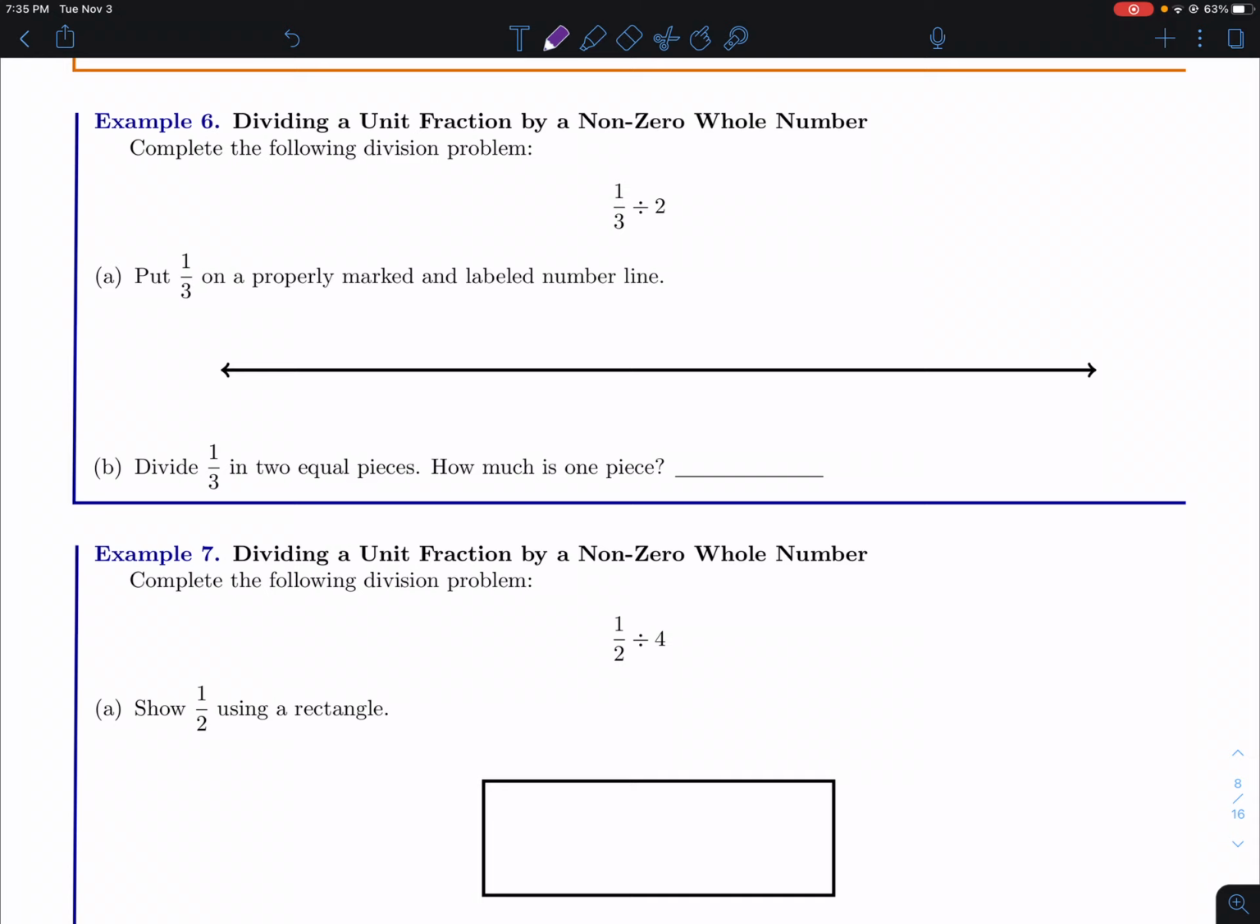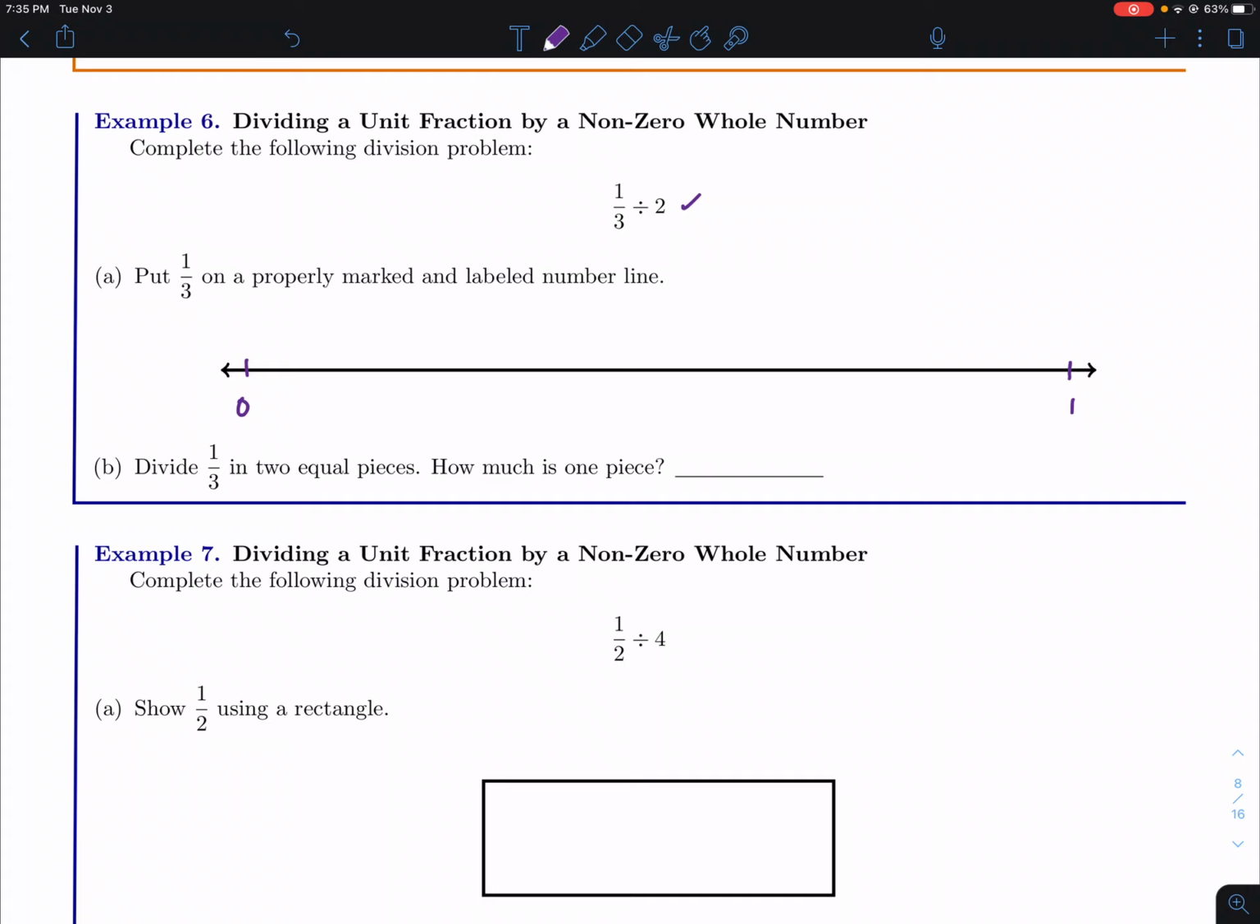All right, so hopefully everybody did a good job working with those fractions with models, dividing fractions with models. So with example 6, we want to divide a unit fraction by a non-zero whole number. So in this case, 1/3 is our unit fraction divided by 2. And so what we want to do is first put 1/3 on a properly marked and labeled number line. So in this case, because I've got lots of room, I'm just going to make this go the whole way from 0 to 1.